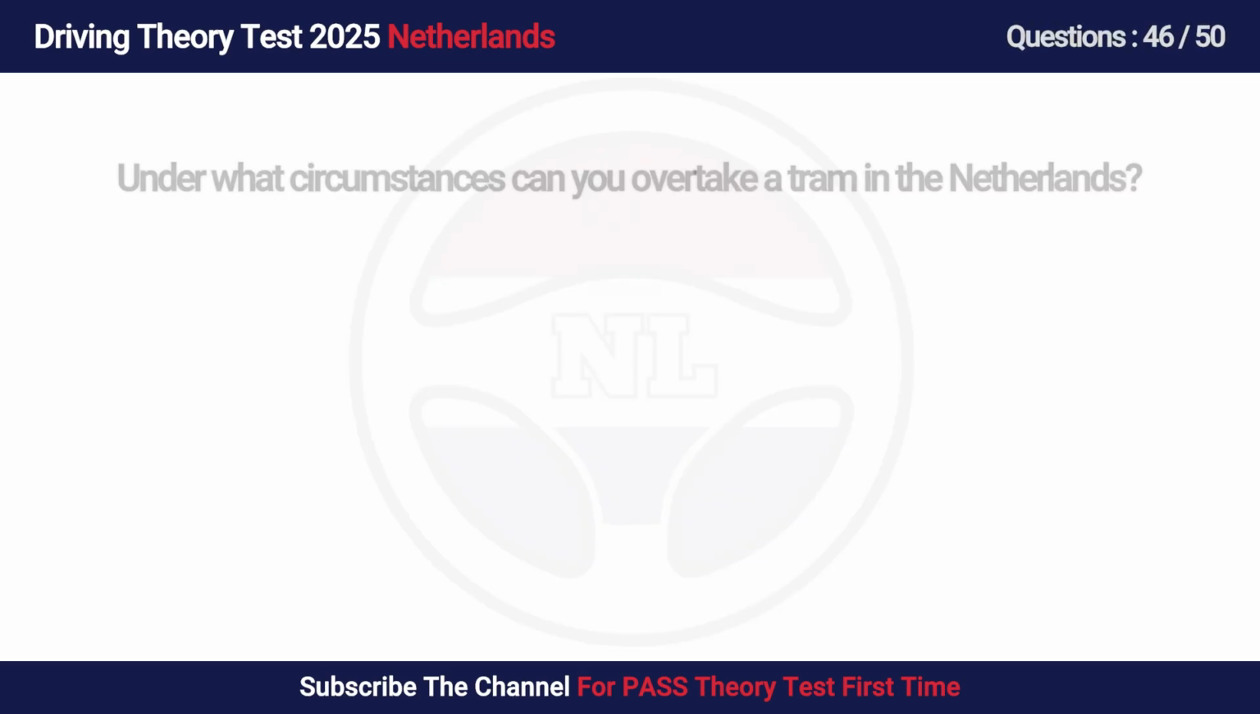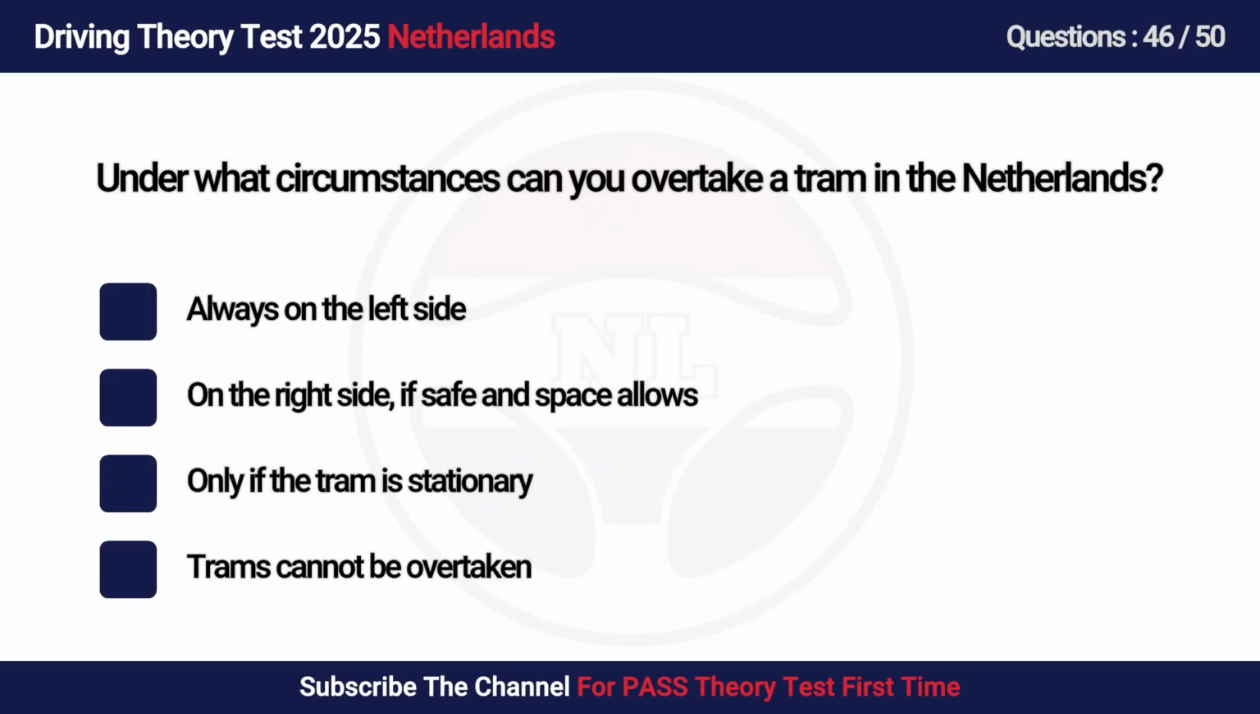Question 46. Under what circumstances can you overtake a tram in the Netherlands? A. Always on the left side. B. On the right side if safe and space allows. C. Only if the tram is stationary. D. Trams cannot be overtaken.